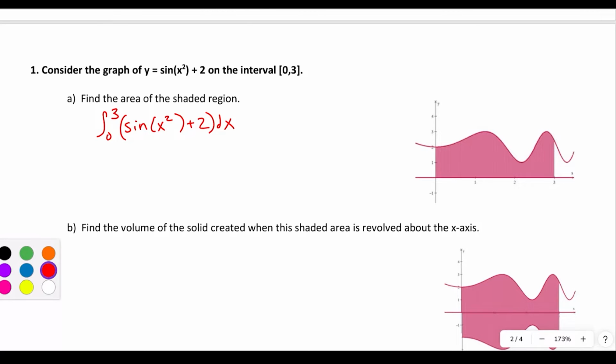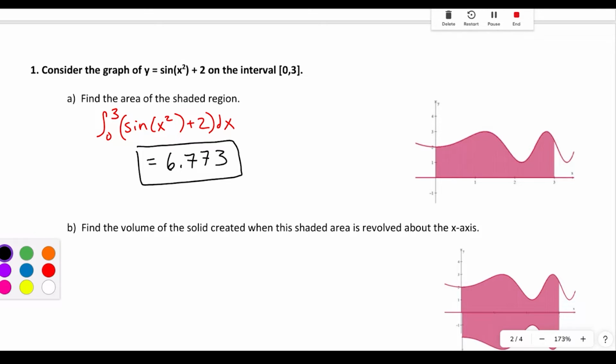This is not something you'll be able to do by hand. We don't know how to find the antiderivative of that, and that's not something you'd be expected to do. You might try a u substitution, but it's not going to work. So you just put it in your calculator. All right, we're going to skip the calculations here for time. 6.773. So this is kind of old stuff. I think you'll have a better appreciation for this if you follow along.